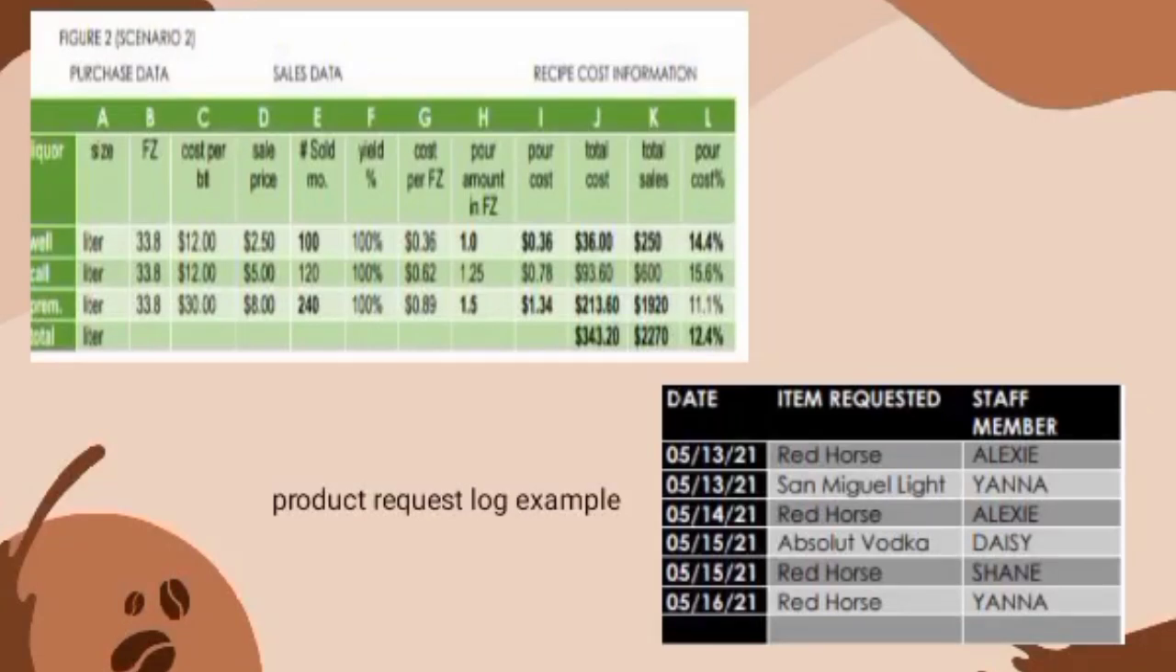The table shows liquor sales data for scenario 2, with premium liquor having the highest sales and cost. The product request lists staff requests for specific items on given dates, aiding inventory tracking.